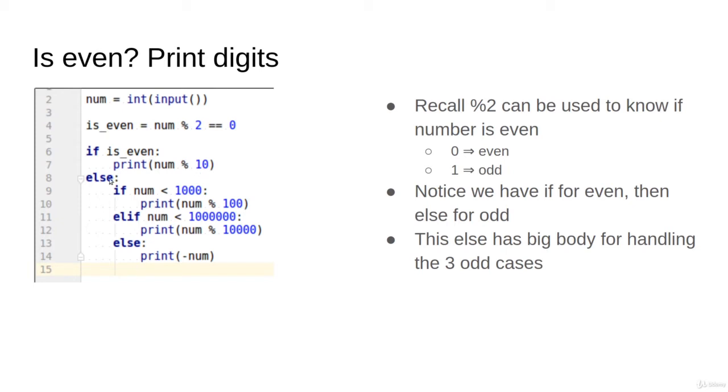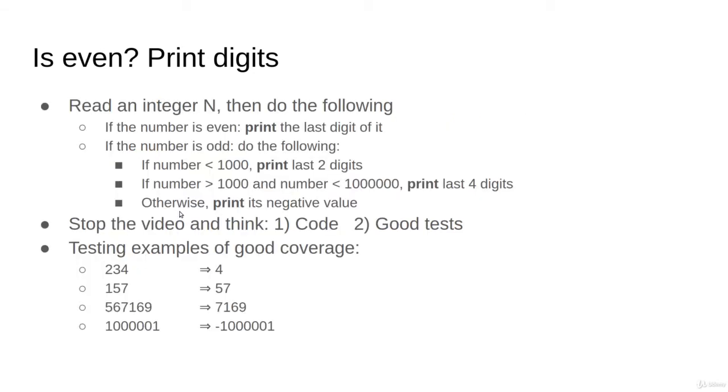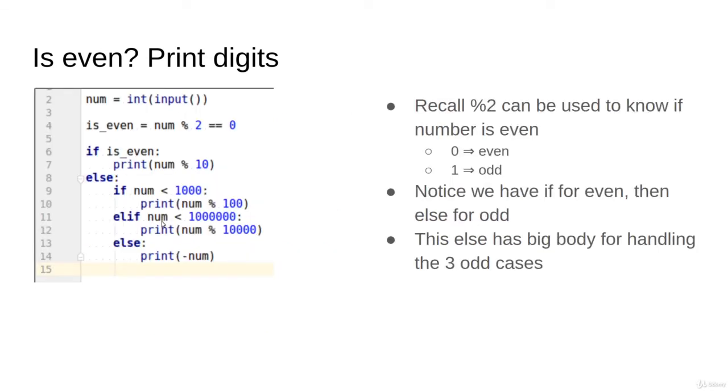Now if the number isn't even, we have 3 conditions. If number is less than 1000, or if the number is between 1000 and less than 1 million, otherwise. For the first condition, if number is less than 1000, we need to print the last 2 digits. So the last 2 digits can be found by number mod 100. Else if the number is greater than or equal to 1000 and less than this number.